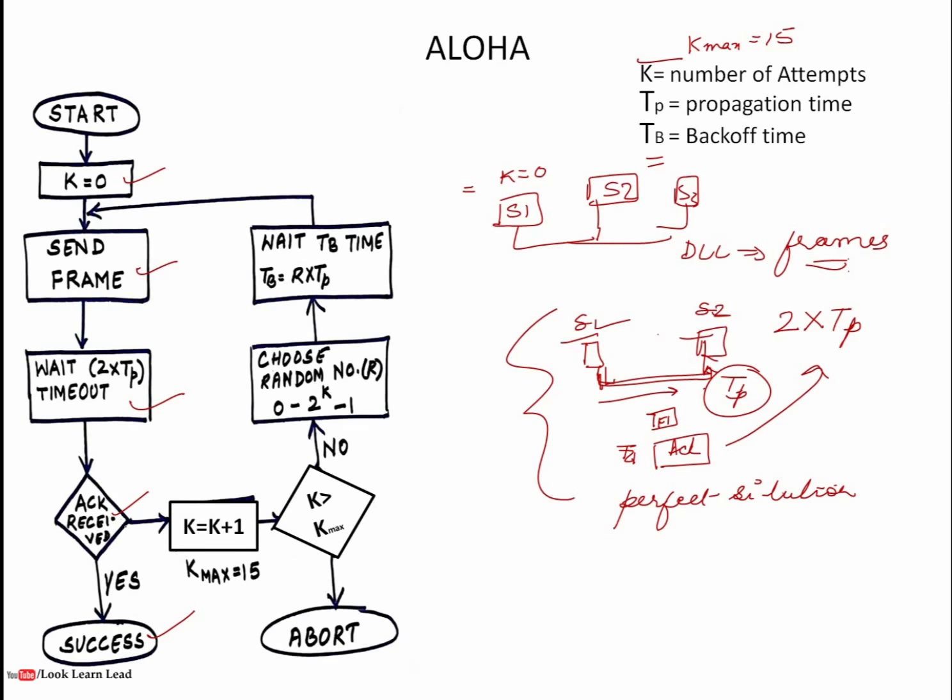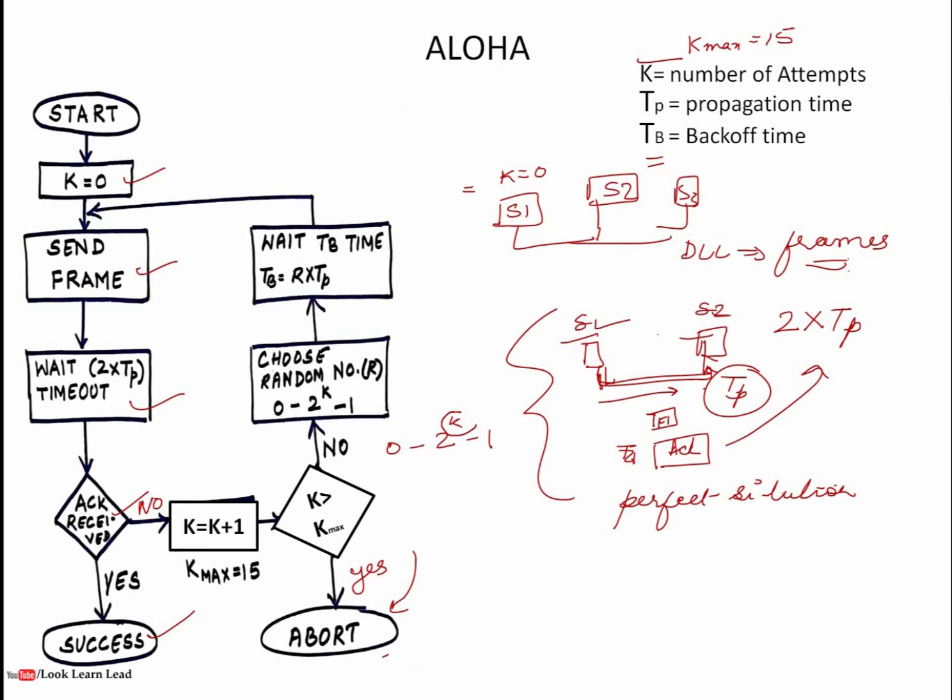Suppose the acknowledgement is not received. What would it do? It would increase the attempt by 1, so it would be the second attempt. It would check whether the attempt is greater than or less than K max. It has to be less than K max. If the attempt is greater than K max, then it can't send a frame and it would abort. If the attempt is less than K max, then it would choose a random number, generated between 0 and 2 to the power K minus 1.